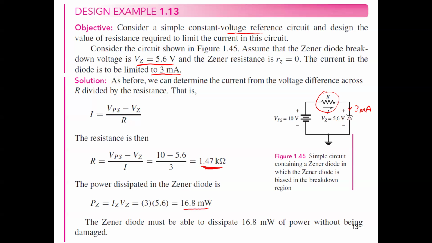So this is the power dissipation across this Zener diode. Okay, guys. So this is a simple example just to see how we can size the resistance of this circuit to limit the current to the 3 milliampere in the diode circuit.